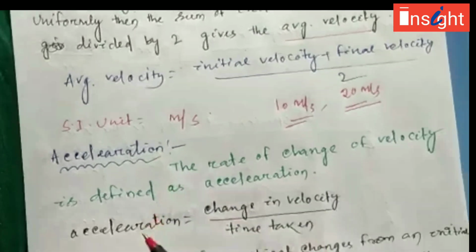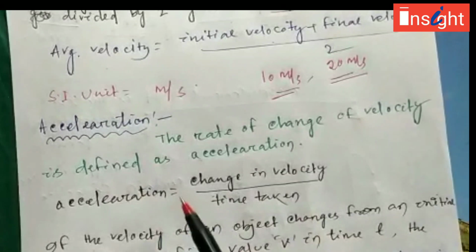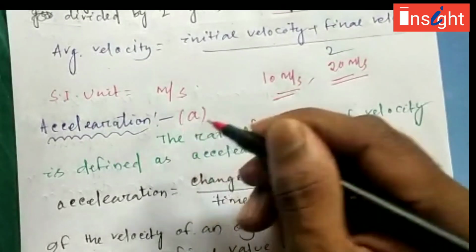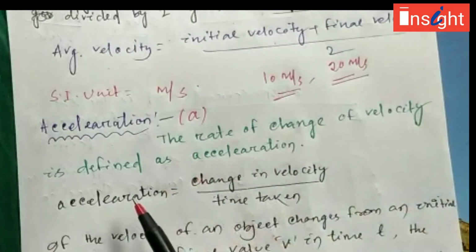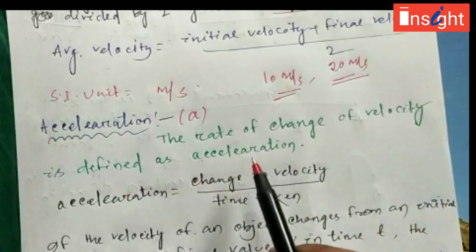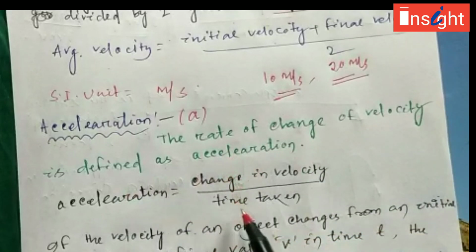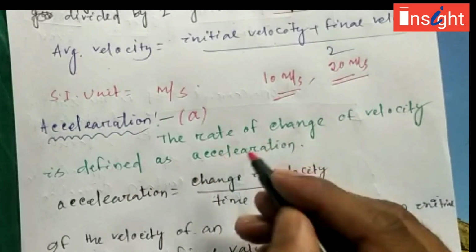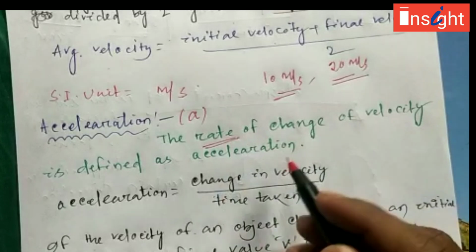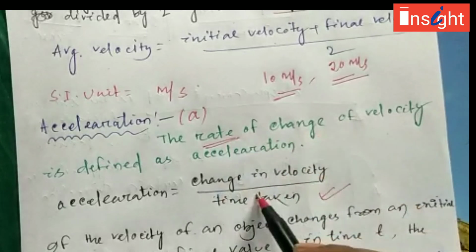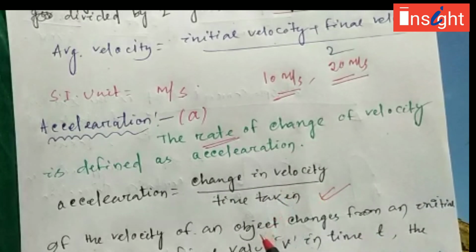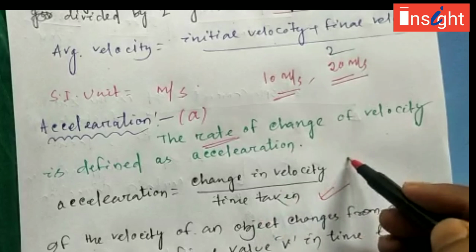Then let us take another new term, acceleration. Acceleration, or a, the rate of change of velocity, is defined as acceleration. Whenever the term rate comes, it is divided by time. Always remember, the word rate means always divided by time, with time in the denominator. And change means final value minus initial value. When we subtract, we get the change.